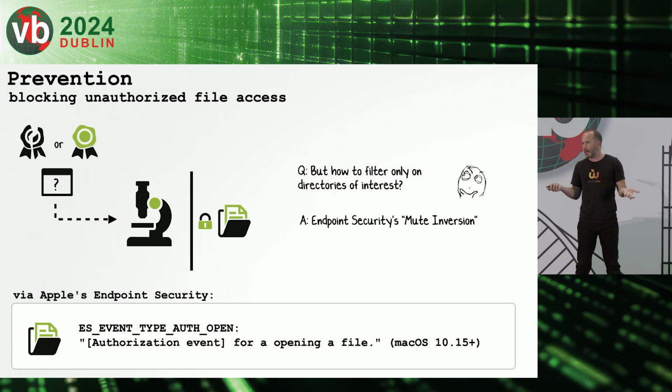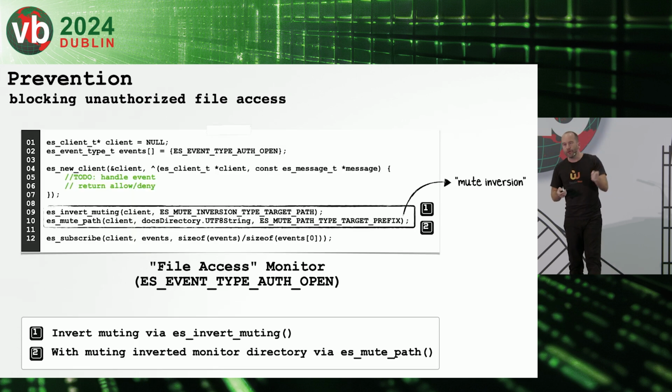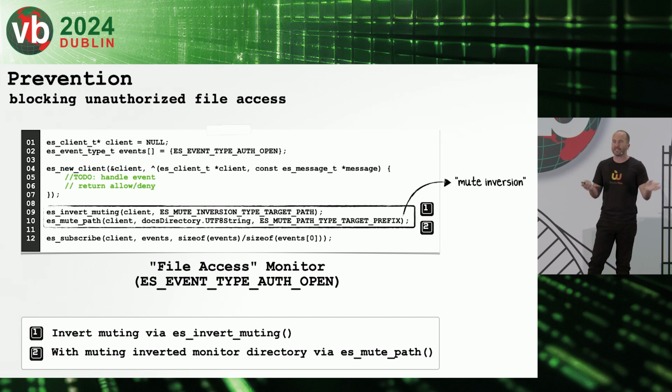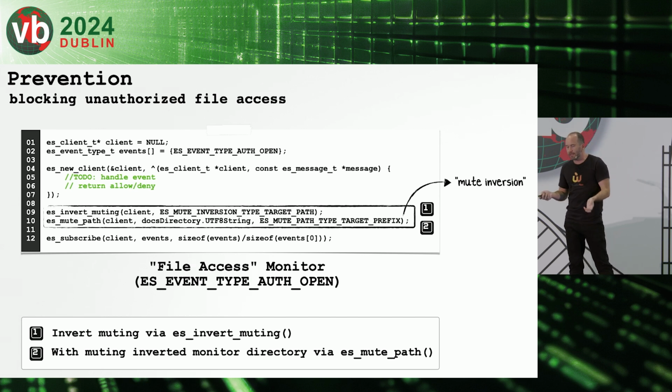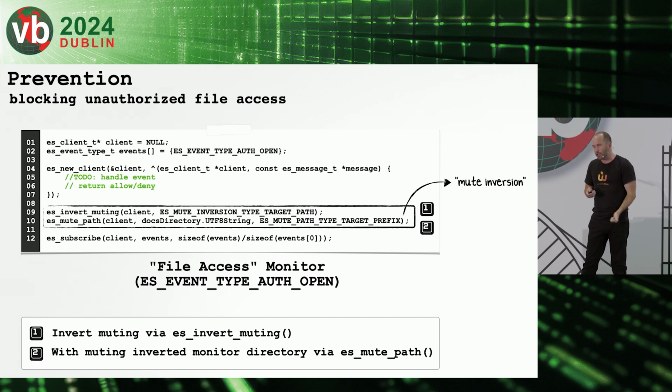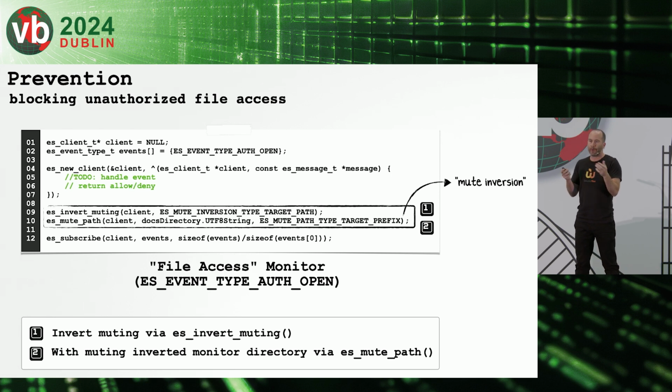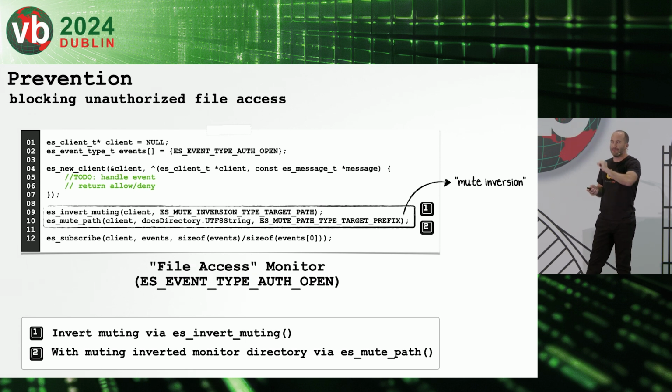So again, we use Apple's Endpoint Security. In this case, we're going to use an auth open event, which the operating system will deliver to us for any file that is opened. What we're going to do, though, is we don't care about most files on the system. We just care about select ones. This might be the user's document directory, their desktop, or browser subdirectories that contain autofill data, et cetera, et cetera. So there's one important concept to grasp here, and that is mute inversion.